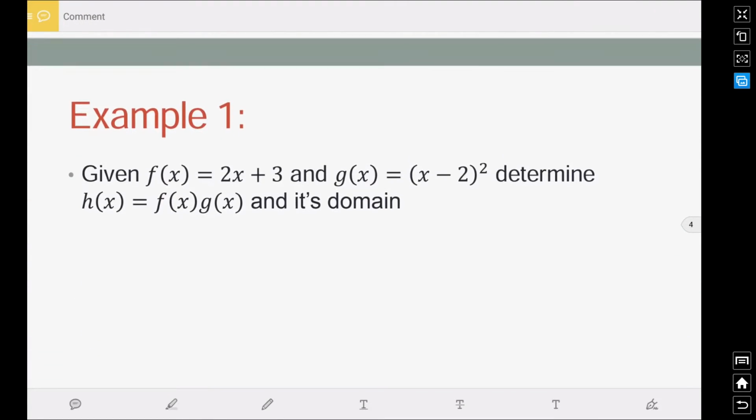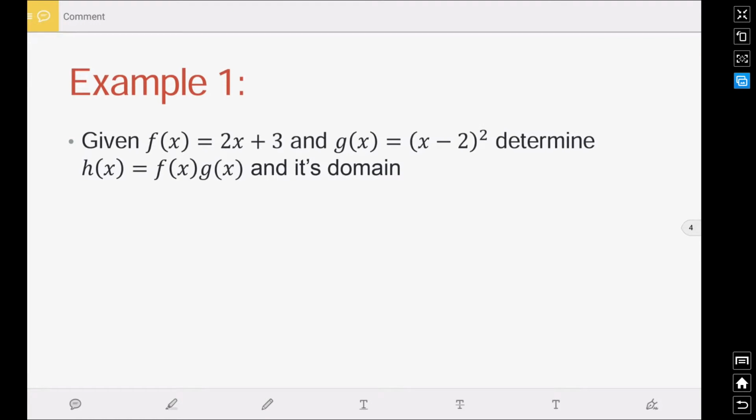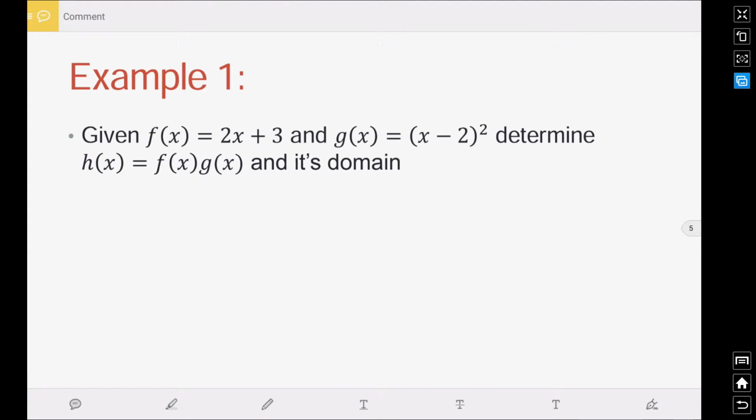Example 1. Here we go. So we have two functions, f of x and g of x. f of x is 2x plus 3. g of x is x minus 2 all squared. Determine the combined function f of x times g of x, and then determine its domain.